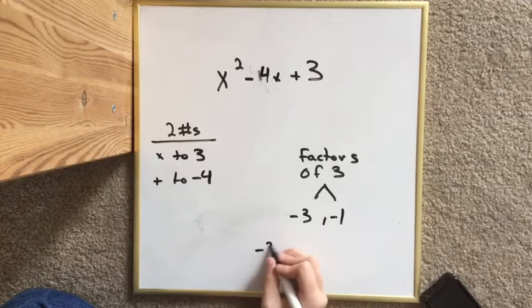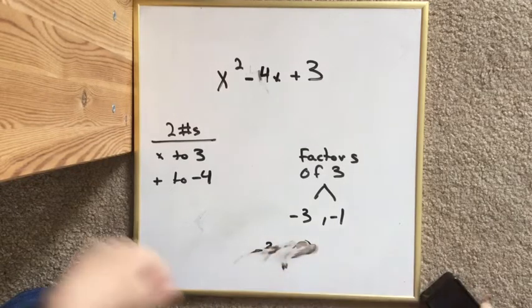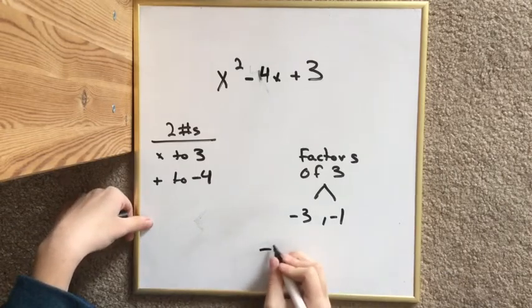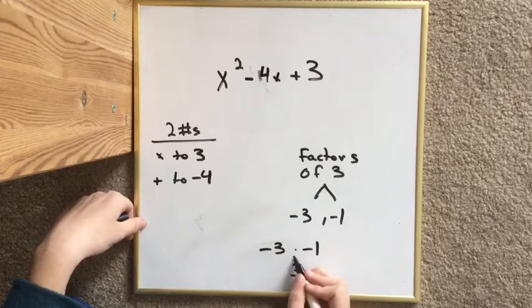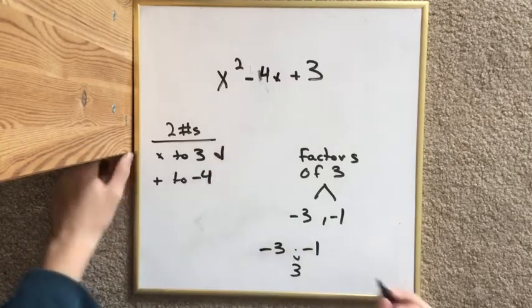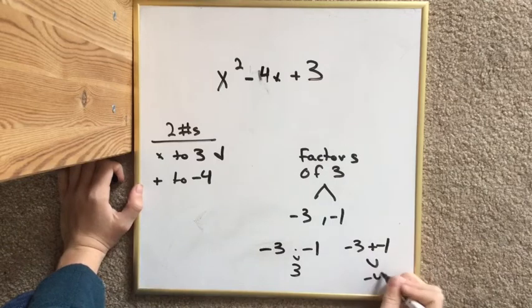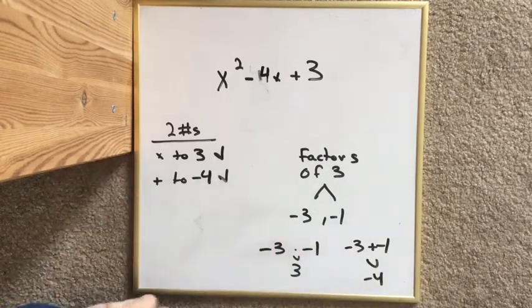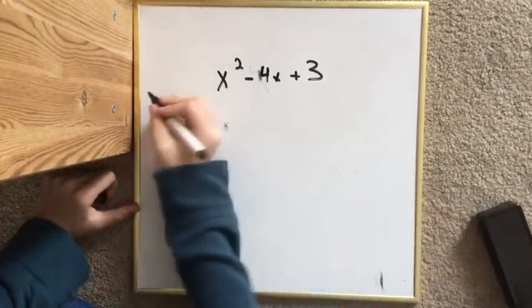-3 times -1 works. So -3 times -1 is 3. Negative times a negative is a positive, so they work for that. -3 plus -1 is -4. So those two numbers work. Those are the numbers we're going to use.